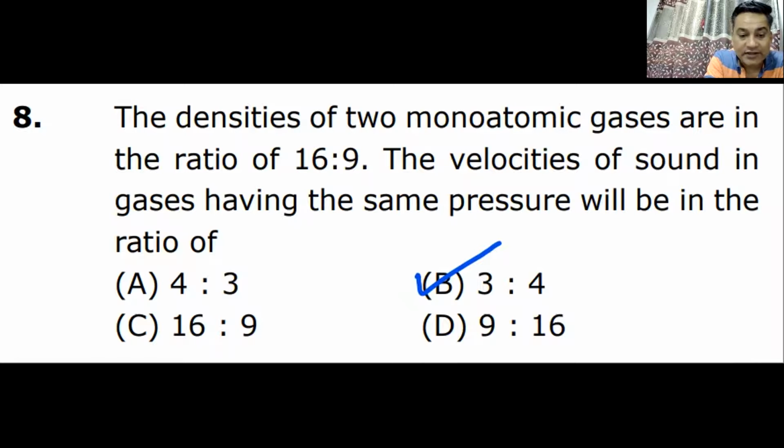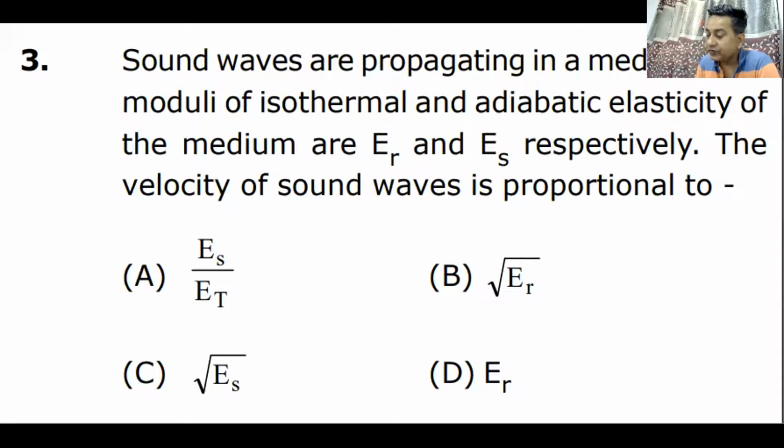Here is the next one in line, and I hope to get an answer from you on this one. Sound waves are propagating in a medium. The moduli of isothermal and adiabatic elasticity of the medium are ER and ES. What is the velocity of sound proportional to? Is it proportional to the isothermal elasticity, or is it proportional to the adiabatic elasticity? Which process is that? Is it isothermal or adiabatic? I told you in the class. Laplace did the correction. What is the answer here?